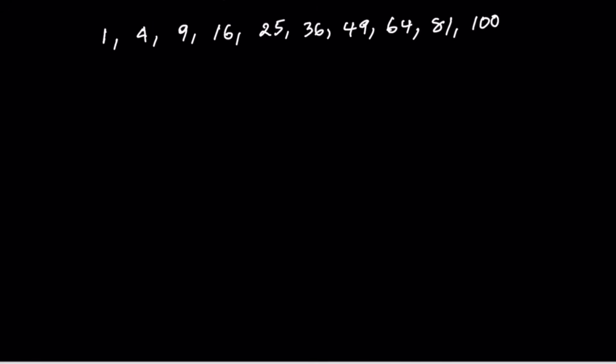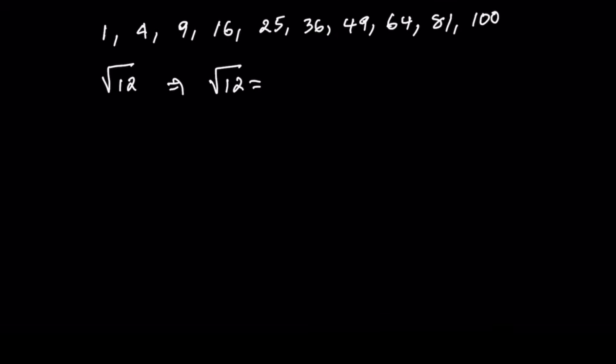Let's start with an example. Suppose we want to simplify the square root of 12. We ask one key question. What is the largest perfect square that goes into 12? 4 goes into 12, and 12 divided by 4 is 3. So we rewrite the square root of 12 as the square root of 4 times the square root of 3. The square root of 4 is 2. So our final answer is 2 times the square root of 3.